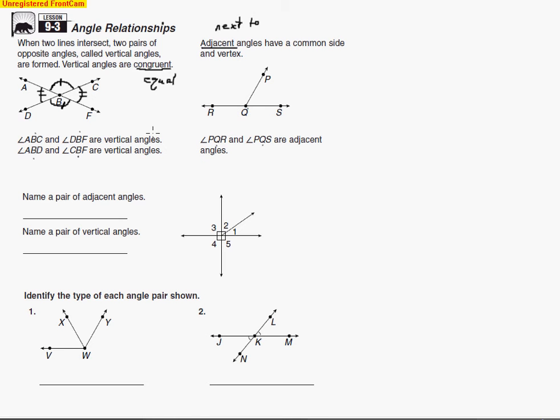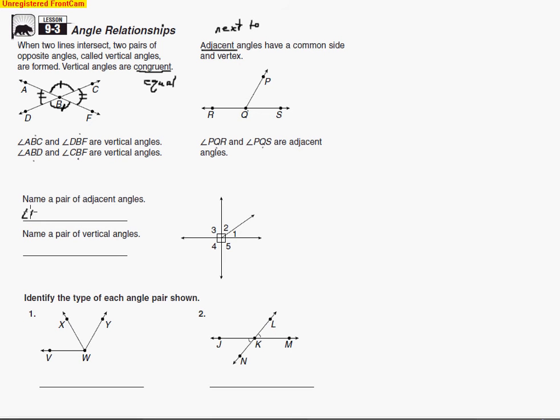And so what they do is they ask you a few questions in relation to those two different concepts. So name a pair of adjacent angles when we're talking about this figure here. So we've got lots of adjacent angles. Notice how angle 1 here, this angle right in here, has an adjacent side to angle 2. It's this line that comes out at an angle. So we'd say angle 1 and angle 2. Those are adjacent angles.